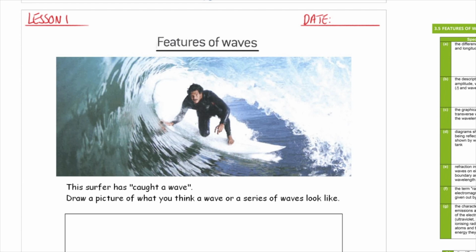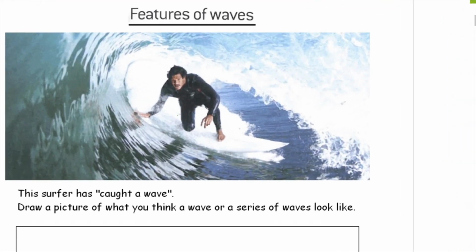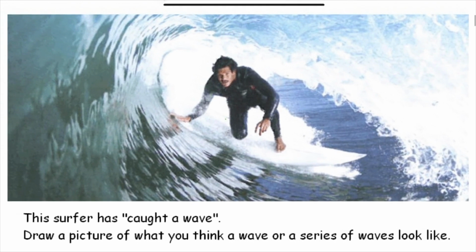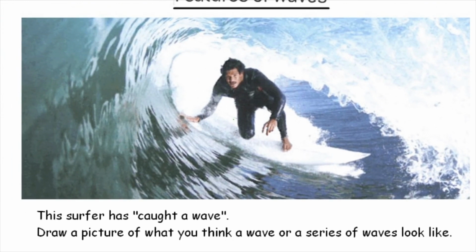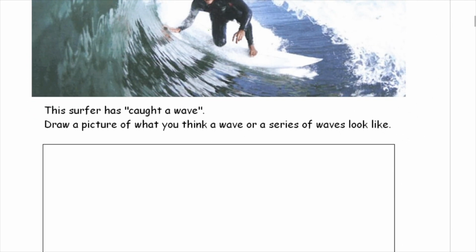And you can see there, look, on this photo, a surfer. Looks very familiar, surfer, actually. In the middle of a wave, I think surfers call them tubes. So it says underneath, this surfer has caught a wave. Draw a picture of what you think a wave or series of waves looks like.